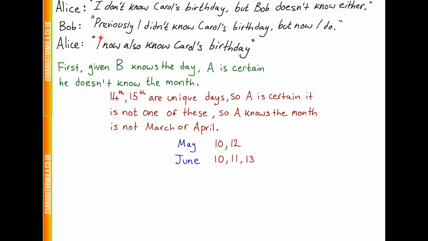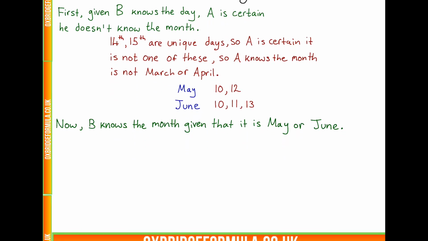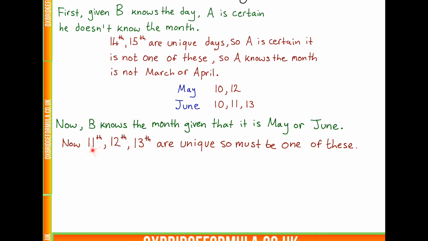Next, Bob says that he didn't know Carol's birthday before, but now he does. How could Bob have deduced the date from what he knows so far? Remember that we worked out the 2 months, and so Bob certainly could have as well. If you were in Bob's position, how would you be able to choose between the 2 months? Now, the 11th, 12th and 13th are unique, whereas if it was the 10th, it could still be either month. Bob knows which month it is, and so it must be one of the 11th, 12th or 13th.